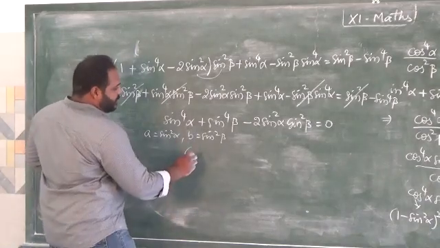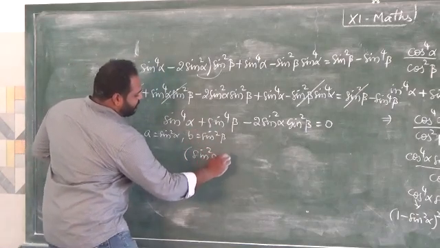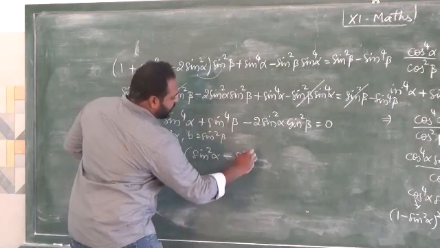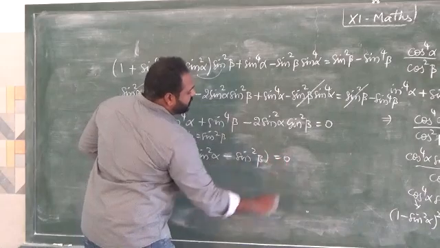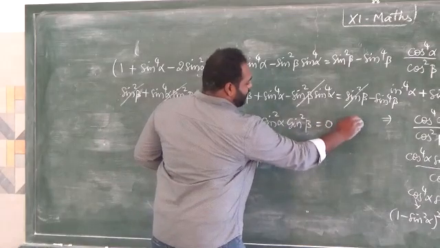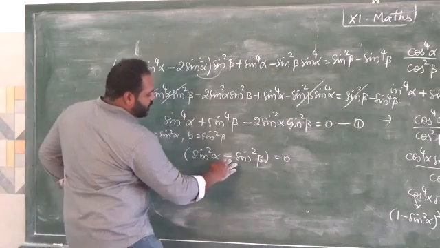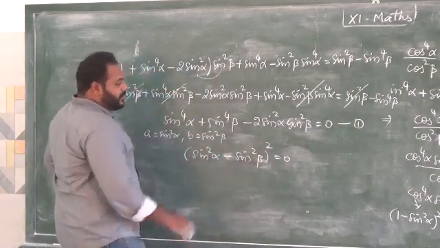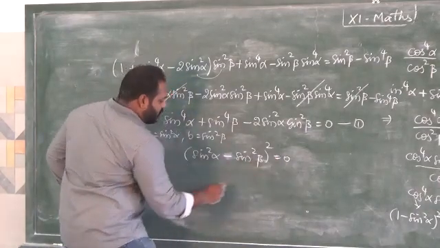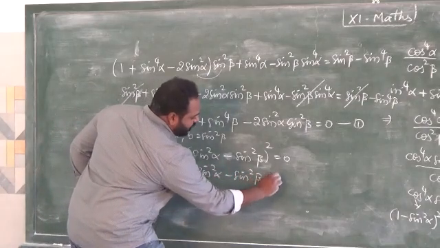So what is a minus b whole square? What is a? Sin square alpha minus sin square beta equal to 0. So using this, we can take this as result 1. If you take whole square, if you take this square to this side, square root of 0 will be 0. So sin square alpha minus sin square beta equal to again 0.